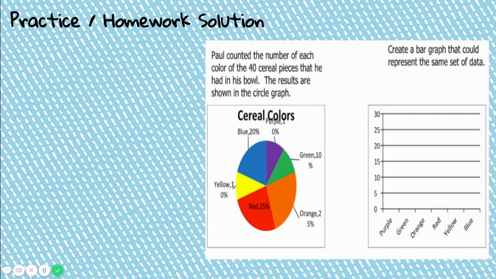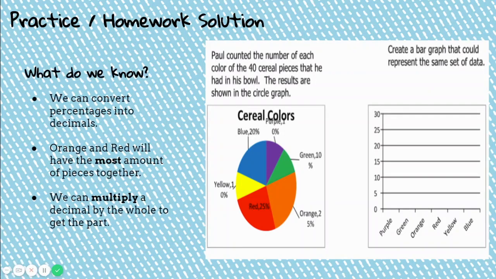So this question stated, Paul counted the number of each color of the 40 cereal pieces that he had in his bowl. The results are shown in the circle below. So our task is to create a bar graph that could represent the same set of data. So as I asked for any other lesson, what do we know?